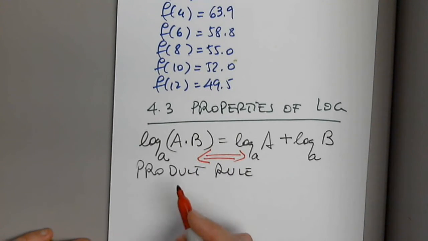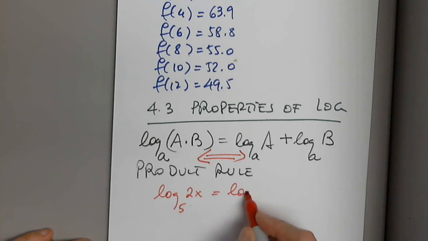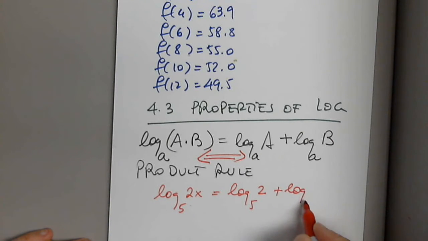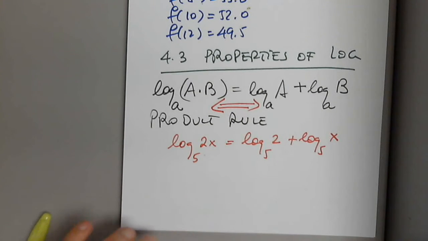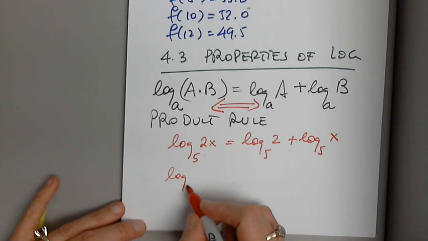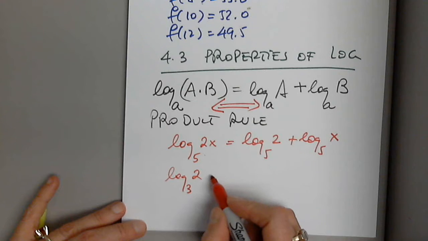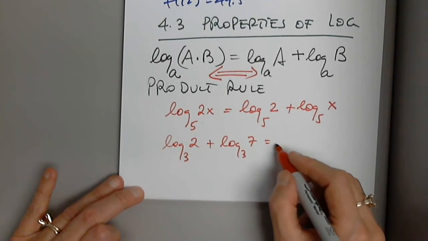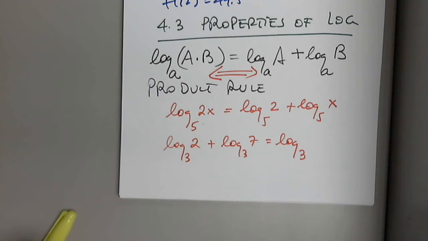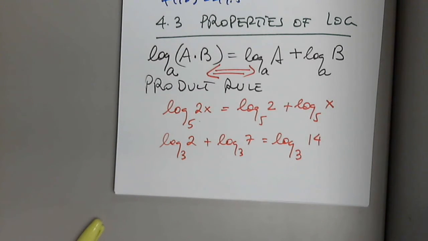So here's an example. Log base 5 of 2x can be written as log base 5 of 2 plus log base 5 of x. And going backwards as well, meaning, let's say log base 3 of 2 plus log base 3 of 7. This can be condensed into log base 3 of 14, that's it. So this is the product rule.